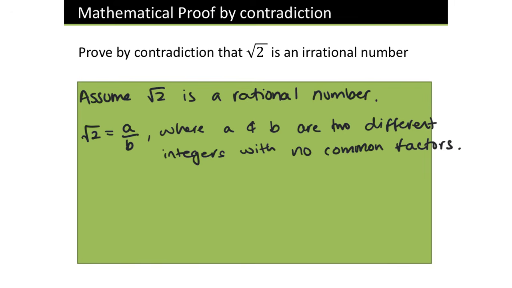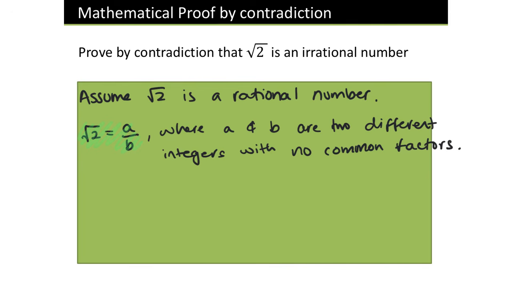Okay, right, so let's see where we go from here. So where A and B are two different integers with no common factor. So let's square both sides, right? Because right now I've stated everything. I have no idea where I need to go with this, but I do have an equation here which says root 2 equals A over B. Is this true or false?